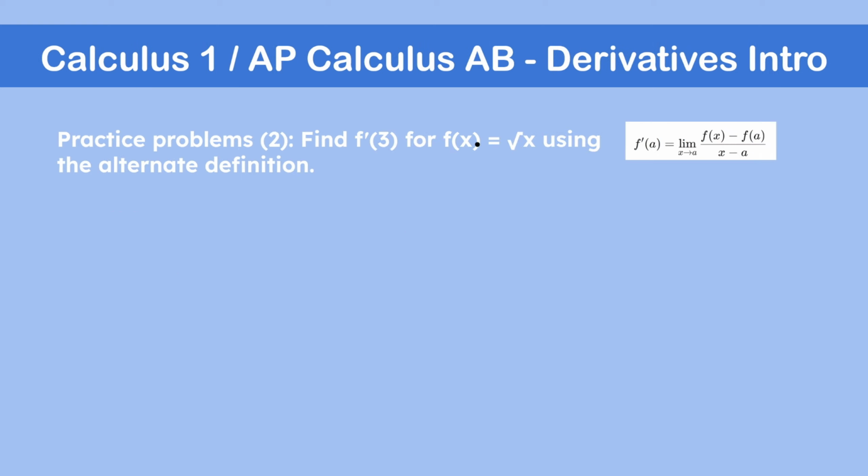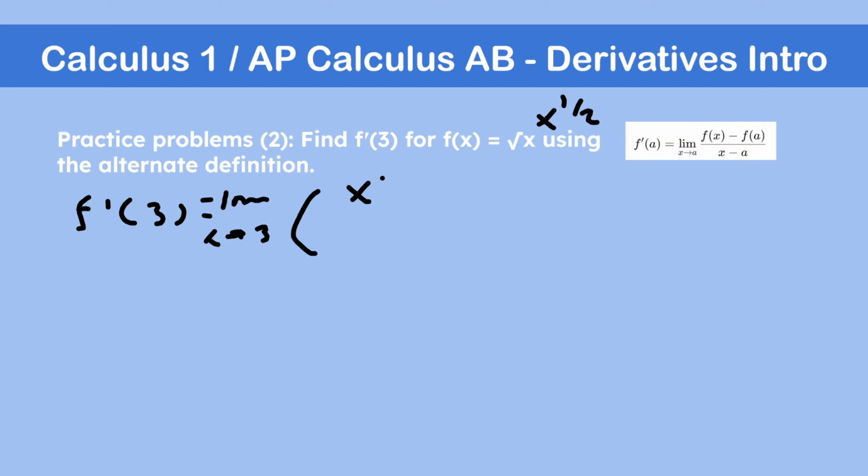Now we're going to find the derivative of square root of x at f prime of 3 using the alternate definition. So we have f prime of 3 equal to the limit as x approaches 3. We can rewrite f of x as x to the power 1/2. So we have x to the power 1/2 minus f of a, so the square root of 3, divided by x minus 3.